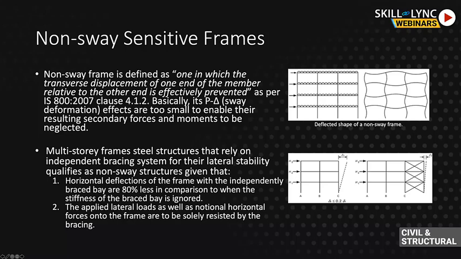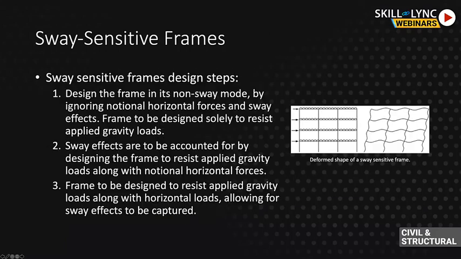So if you're dealing with a multi-storey building, as a rule of thumb, you need to make sure that the horizontal deflections obtained when you add in the independently braced bay, so in this case delta 2, are 80% less than for the same frame when you take out the independently braced frame. And the other assumption is that all of the horizontal forces will be solely resisted by the independently braced bay.